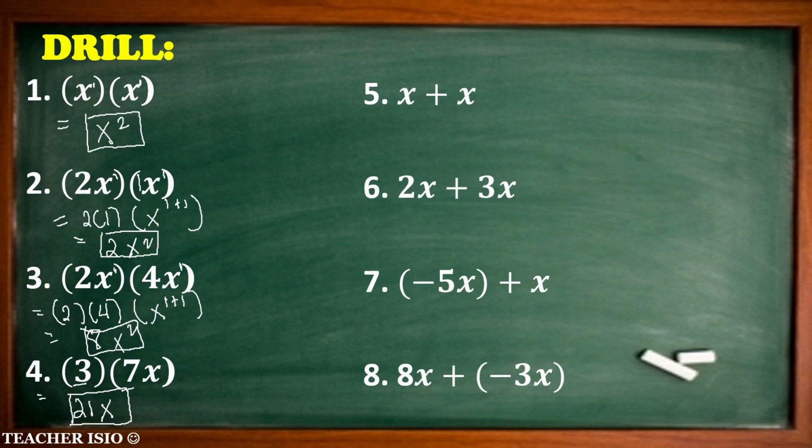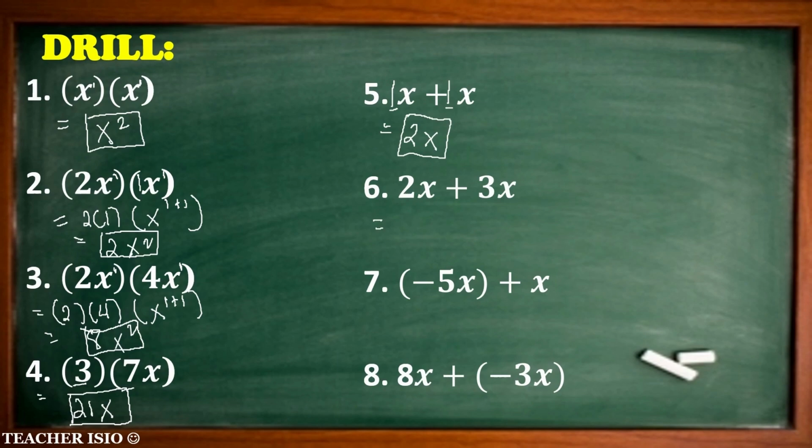So this time, let's have now addition. So we have x plus x. Diba, when it comes to addition, just add the numerical coefficient and then copy the variable. So in number 1, we have x plus x. The numerical coefficient here is 1, and then 1 also here. So we have 1 plus 1, 2, and then copy the variable. So the answer is 2x.